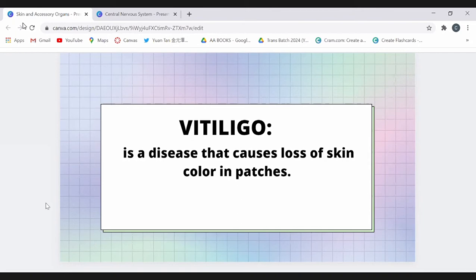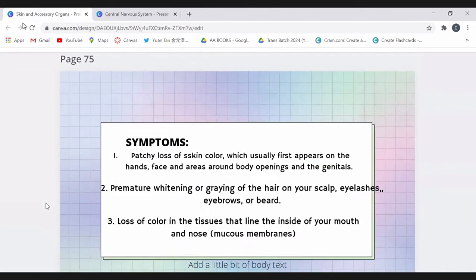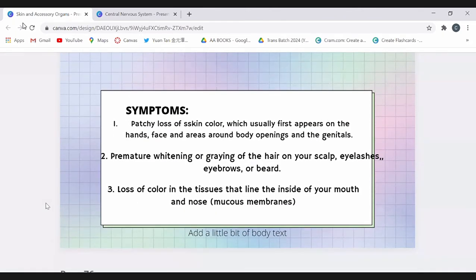So vitiligo is a disease that causes loss of skin color in patches. Next slide, please. So symptoms are patchy loss of skin color, which usually first appears on the hands, face, and areas around the body openings and the genitals.